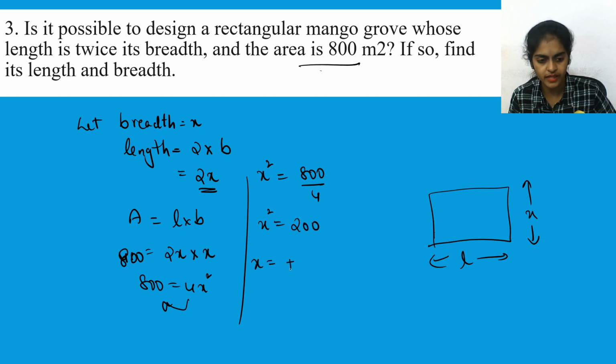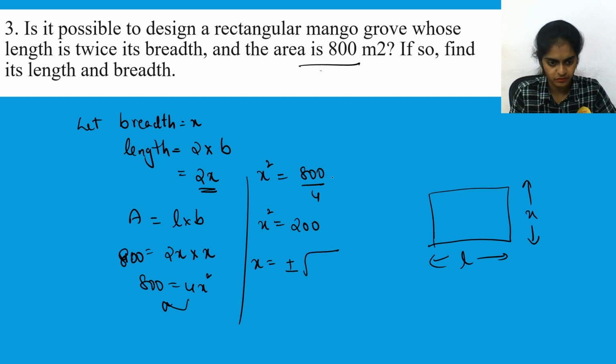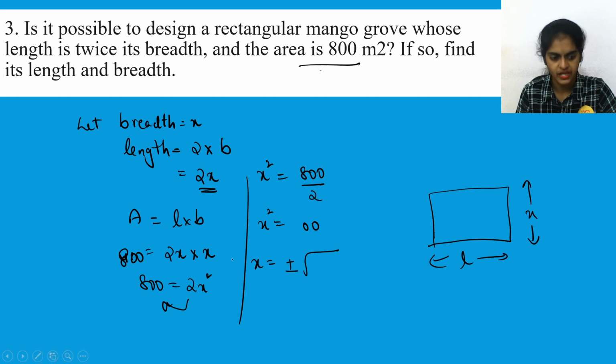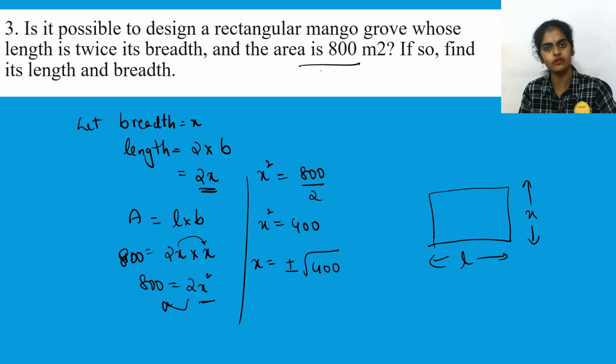Have a look here. This is 2 here actually, right? Here 2x square, this is right. So 2x into x is 2x square. So 800 divided by 2 you will have now. 800 divided by 2 is 400. So x will be plus or minus root 400. x is equal to plus or minus root 400, which is nothing but 20.